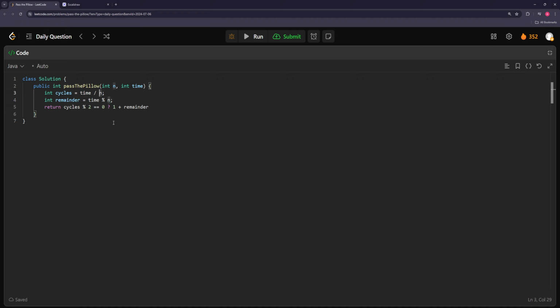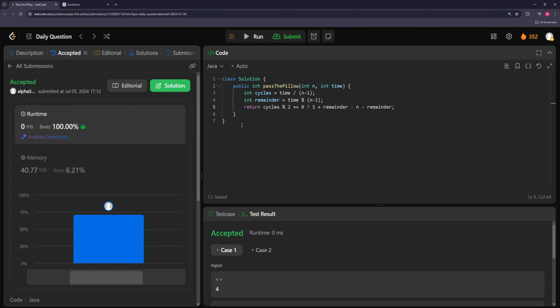Actually, I screwed this up a little. So remember, a cycle takes n minus 1 to complete. So this is n minus 1. There we go. Okay, so if we're going left to right, it's 1 plus remainder. And if our cycles is odd, then we're going right to left, which is n minus remainder. And that's basically it. So there we go. So this is O of 1 time and O of 1 space.